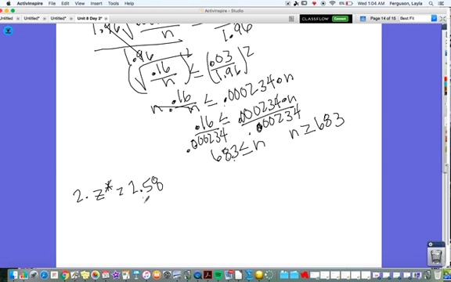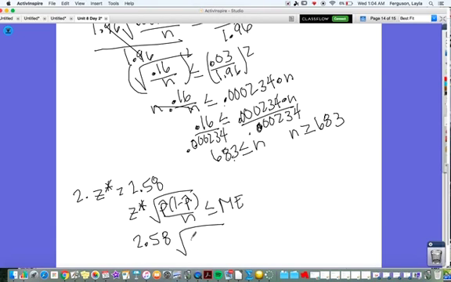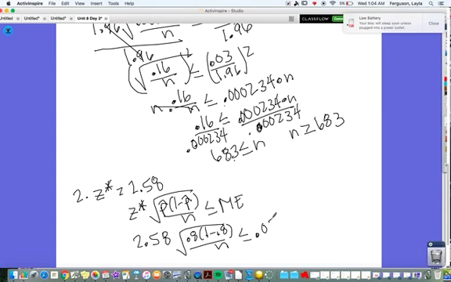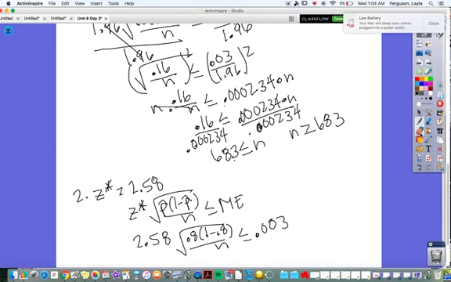All right, so then whenever you plug it into that formula that we just did, the z star times the square root of p hat times 1 minus p hat all over n has to be less than or equal to your margin of error. Your z star would be 2.58 times your square root. Your p hat would be 0.8 still, so 0.8 times 1 minus 0.8 all over n less than or equal to 0.03. 3%. There we go.